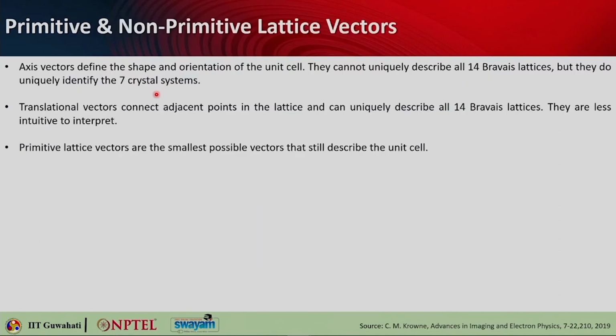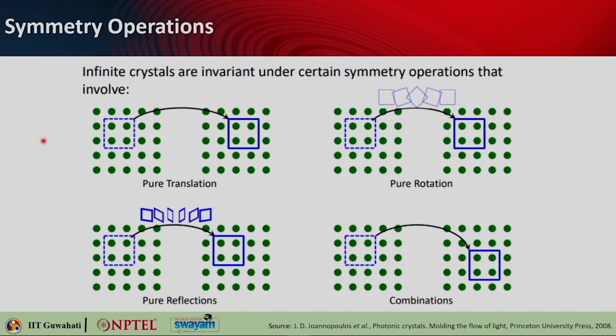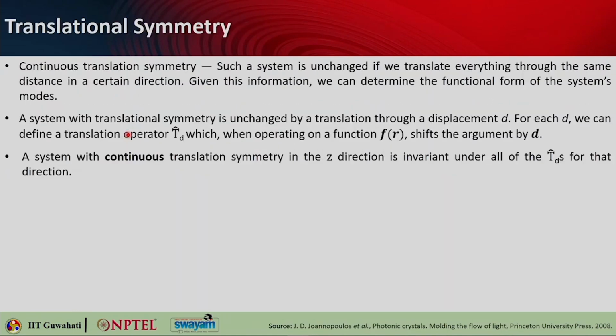Like if you go back here and you see that if you shift the entire system, then the system is actually unchanged. So that kind of symmetry is called translation symmetry. Okay. So given this information, we can determine the functional form of the system's modes. Now a system with translational symmetry is unchanged by a translation through a displacement d. So here we are quantifying the thing.